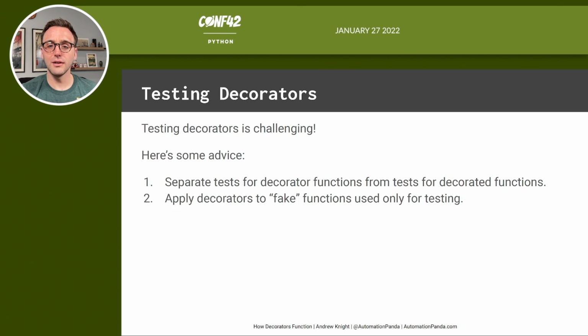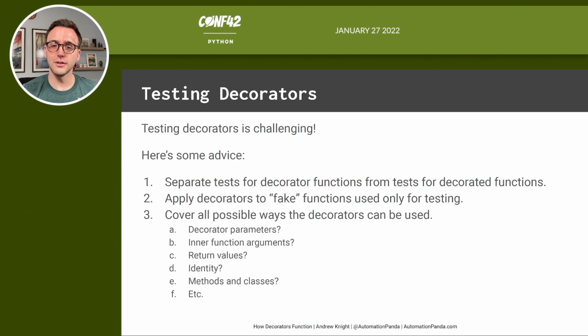Second, apply decorators to fake functions used only for testing. These functions can be simple or mocked. That way, unit tests won't have dependencies on existing functions that could change. Tests will also be simpler if they use slimmed-down decorated functions.